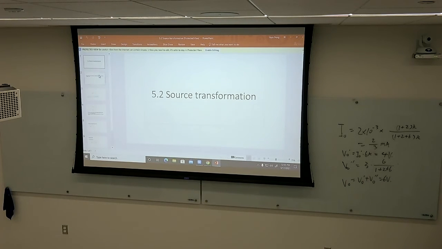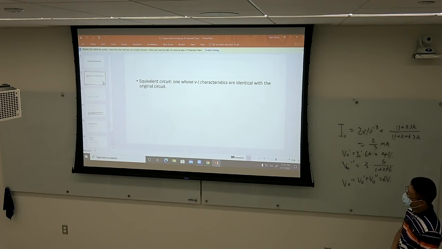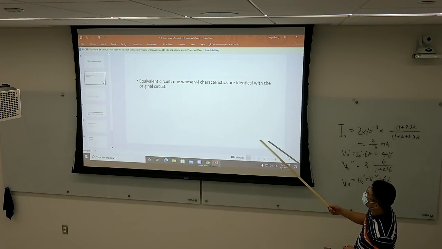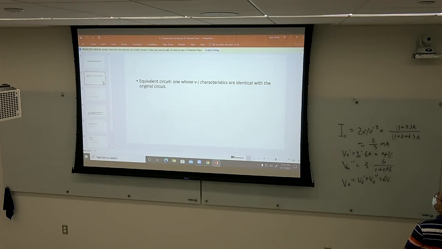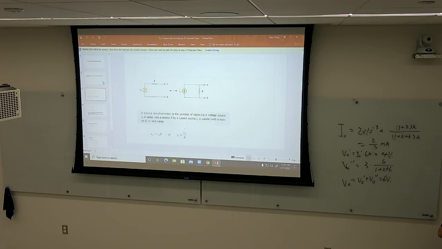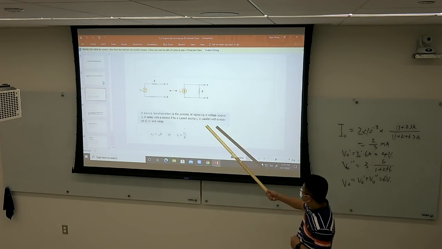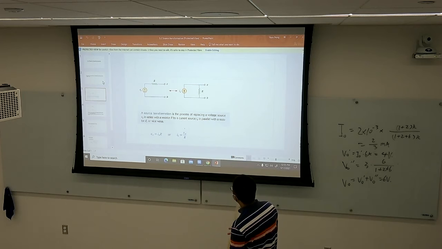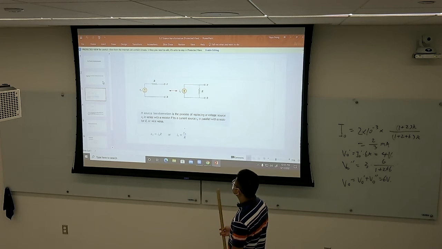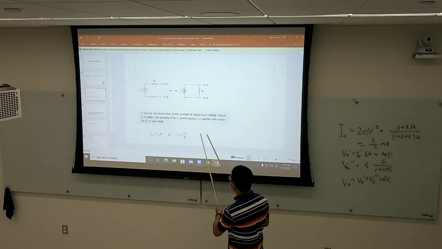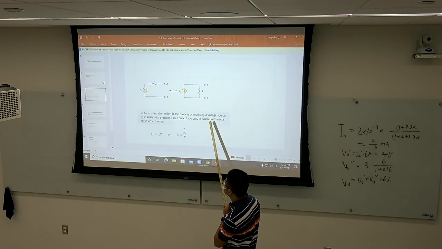Okay, the next one is the source transformation. So equivalent circuit, we will always talk about the equivalent circuit. The circuit with VI characteristics identical with the original circuit. So here, source transformation is the process of replacing a voltage source in series with a resistor by a current source in parallel with a resistor.